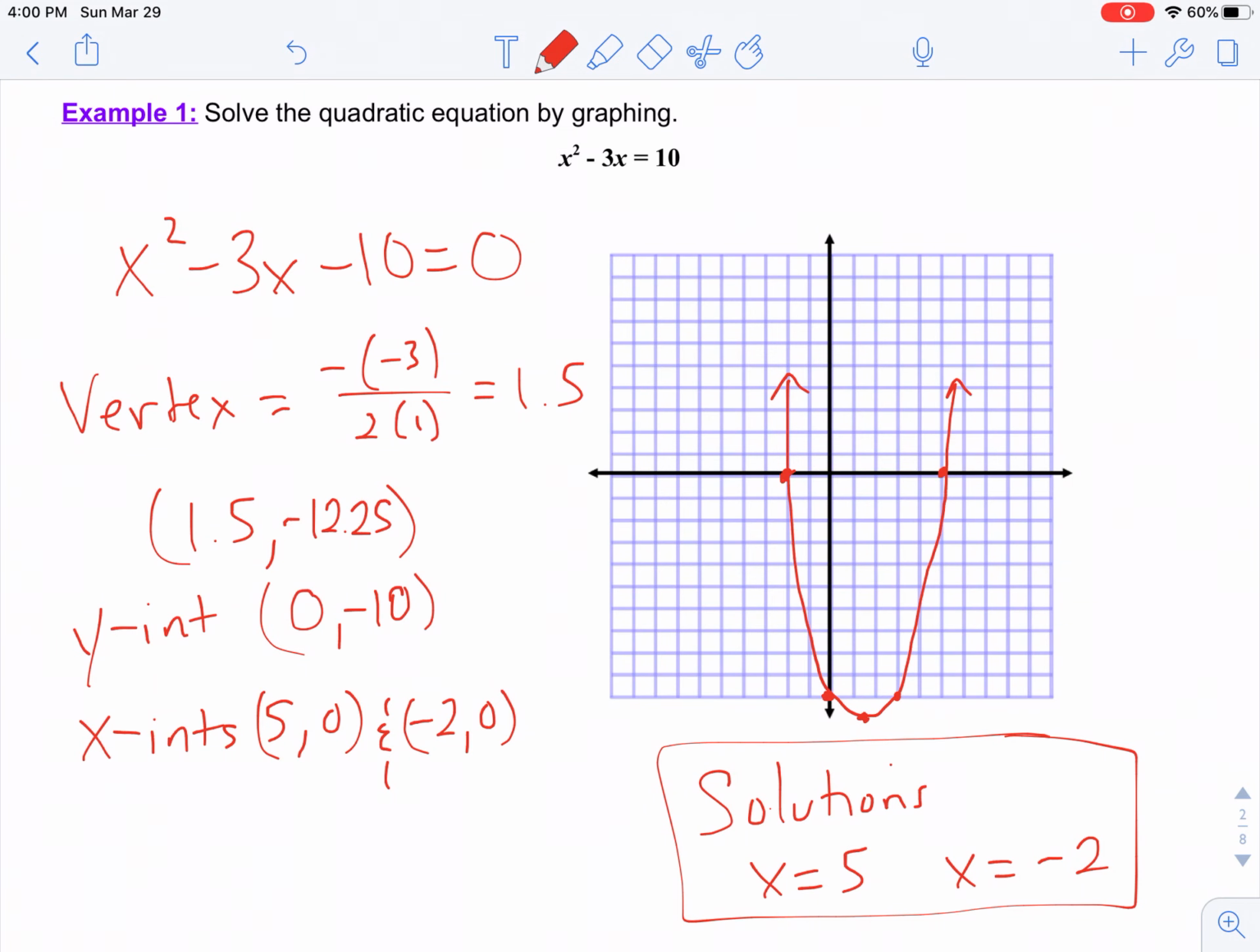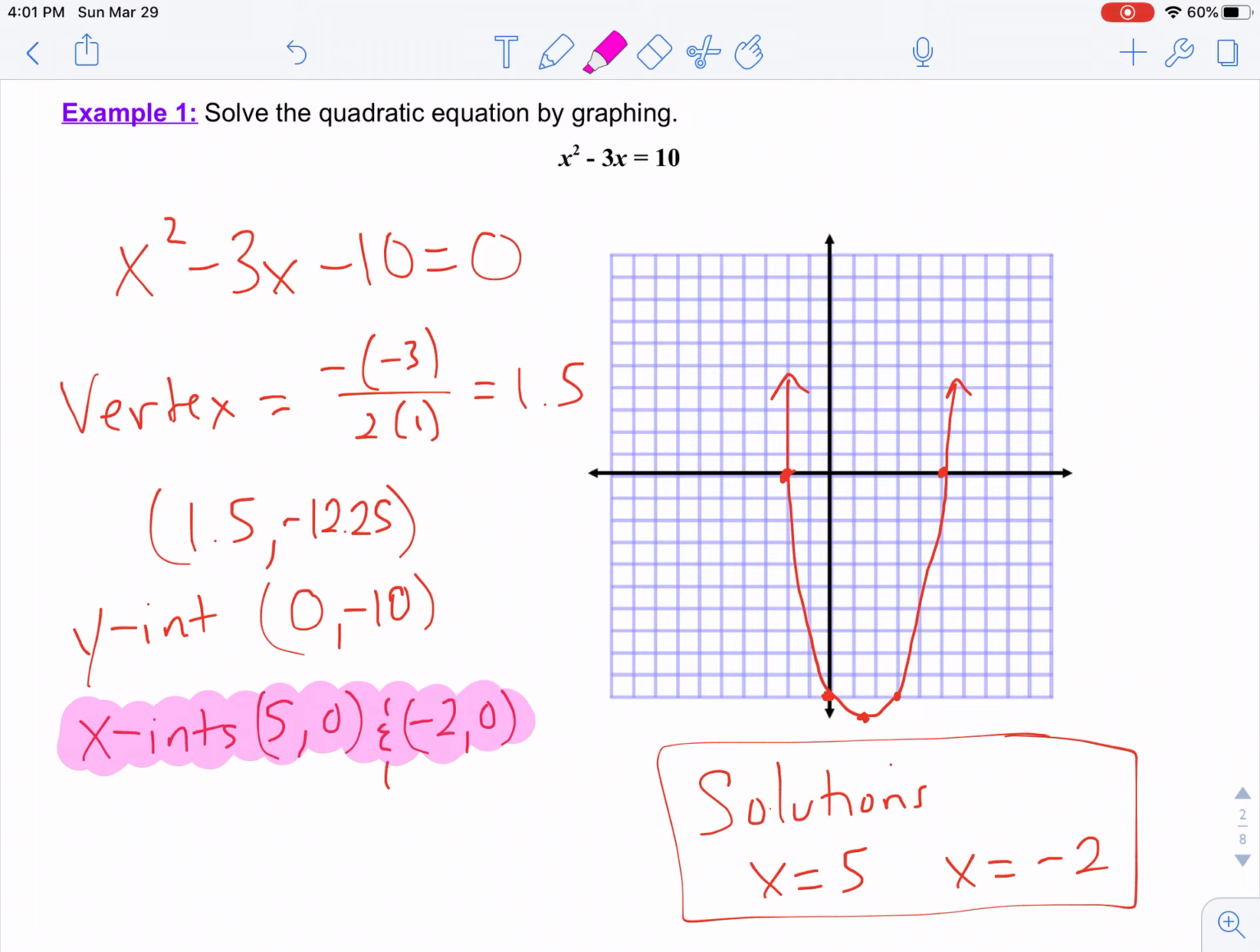All right, so here's example 1 done out for you, graphed. Now, this problem was a little difficult to graph because your vertex was way down here off the bottom of the graph. So it may have been a little difficult to graph for you. Okay, found my y-intercept, which was (0, -10). And then the key to this whole problem is finding the actual x-intercepts.